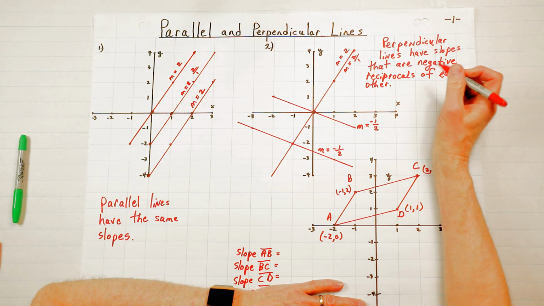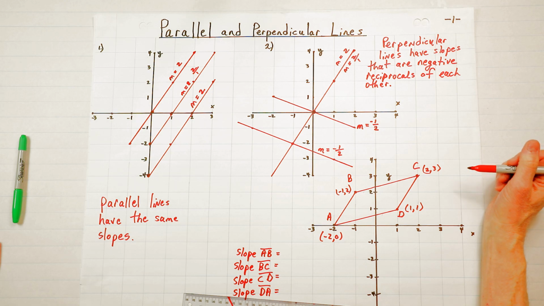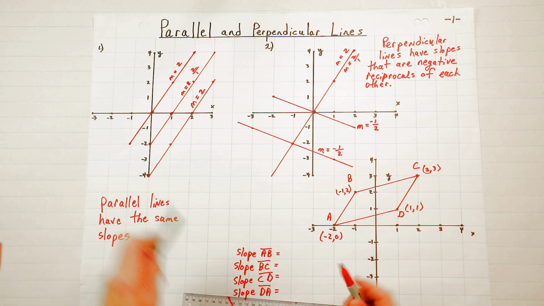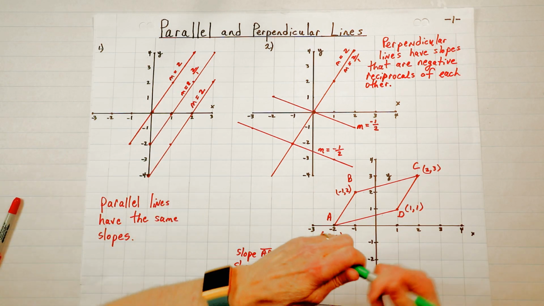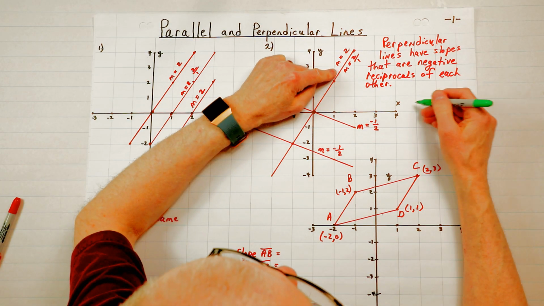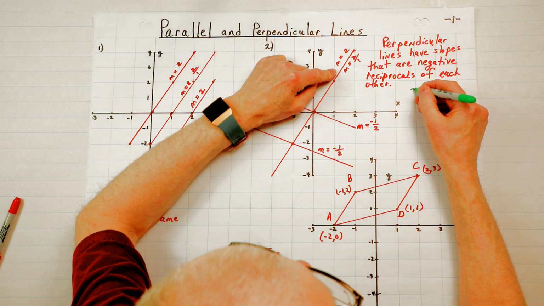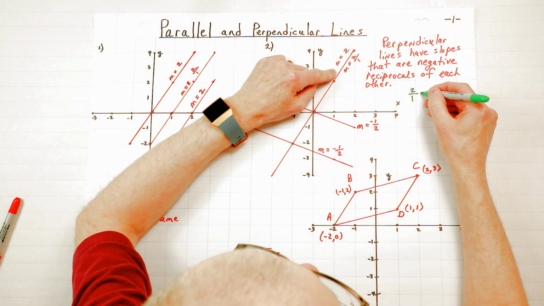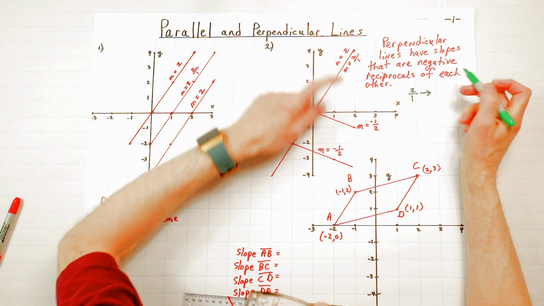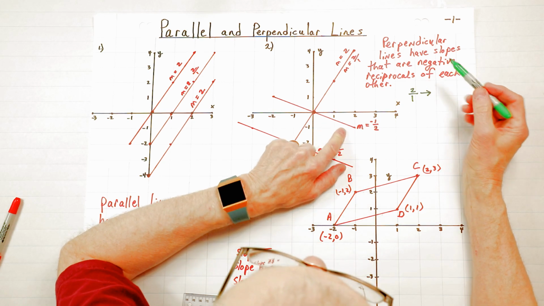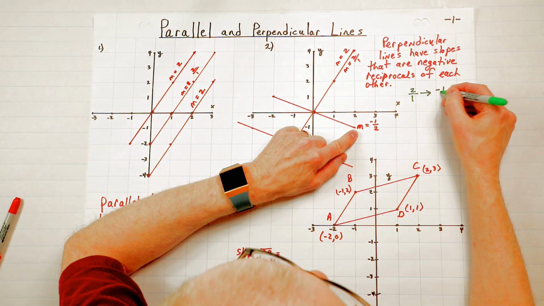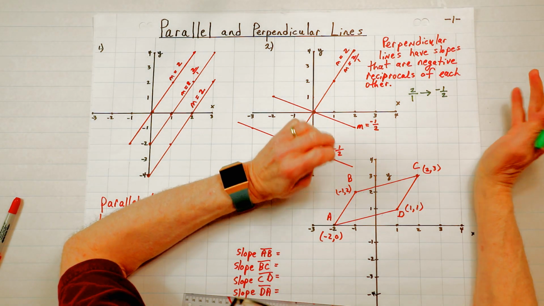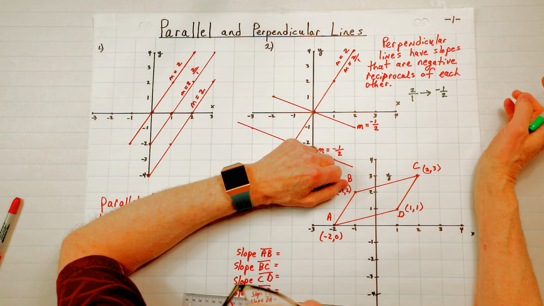Okay. Now, that's a mouthful, I understand. I'm going to switch to green for a minute. So the original line had a slope of 2, or 2 over 1. And the first perpendicular line we drew has a slope of -1/2. Now, what is a negative reciprocal?